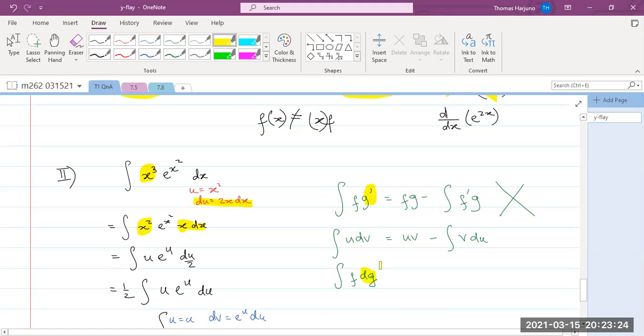It's differential. Every time you use integral, you're supposed to have the d something. Okay, you're supposed to have that d something. So the correct one is actually integral of f dg equals to fg minus integral of g df. If you really want to use f and g, that's what it looks like. Not f prime g prime, no.